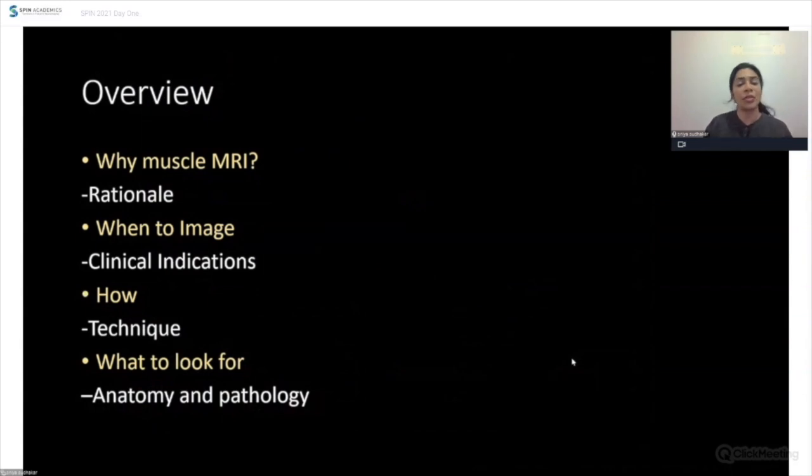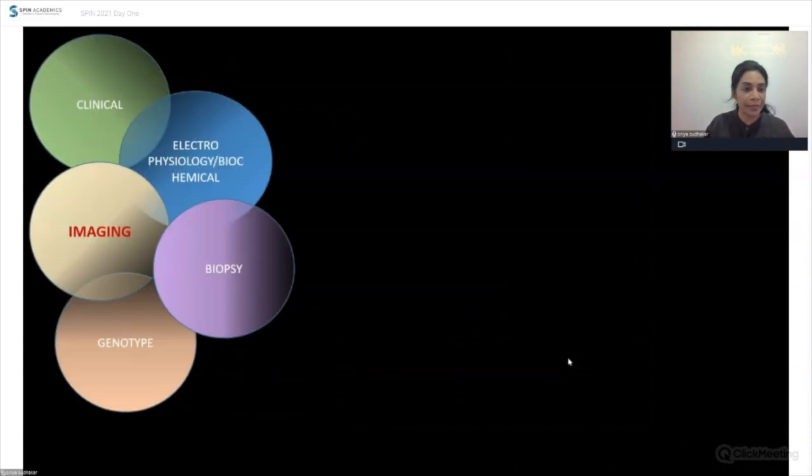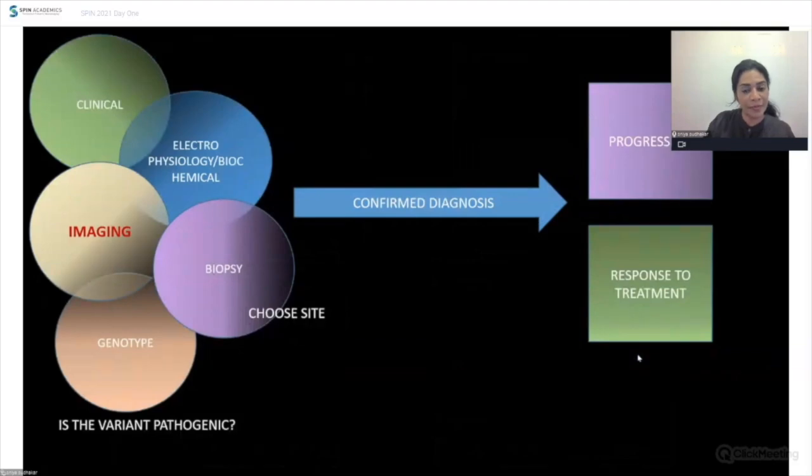The talk today will look at why we do muscle MRI, when we image, how we image, what we look for, and some cases as well. The clinical, electrophysiological and biochemical findings, biopsy, genotyping, and imaging all fit together to confirm the diagnosis. Before confirming the diagnosis, two important things are: one is guiding the genotyping as well as sometimes choosing the biopsy site, and the other, once the genotyping is done, is whether the variant is pathogenic and significant or just a non-significant variant. Those questions can sometimes be answered by the MRI.